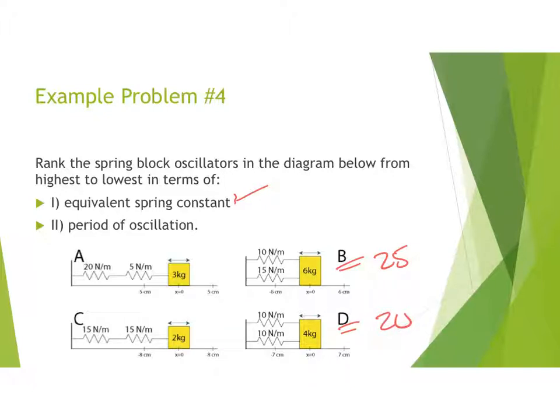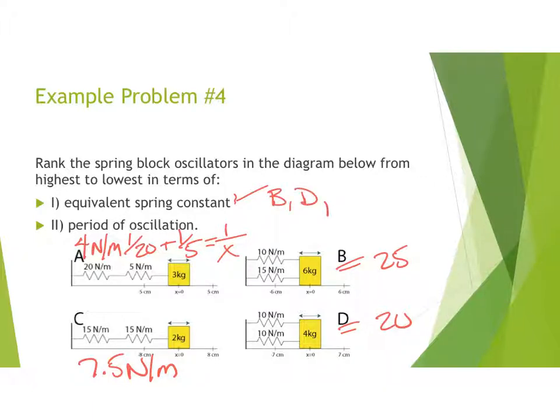Now, over here, for my A and C, this is when I have to take 1 over 20 plus 1 over 5, and whatever I get, I then need to take the reciprocal of that answer. So for A, I got 4 Newton per meter, and for C, I get 7.5 Newton per meter. So by ranking my spring constants, I'm going to get B, D, C, and A.